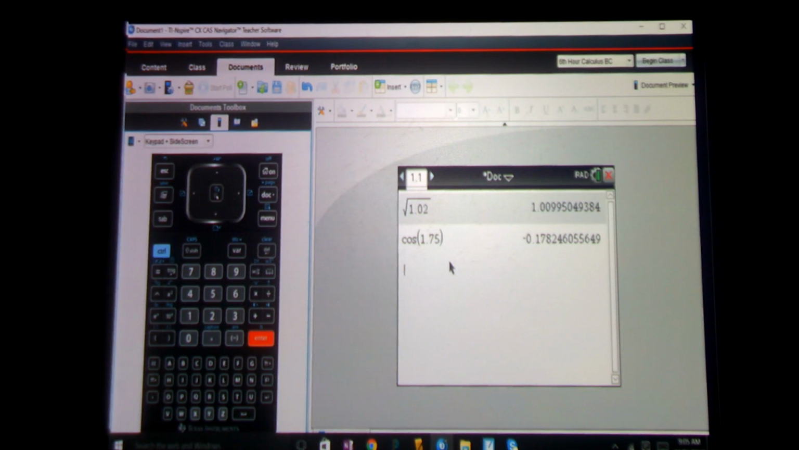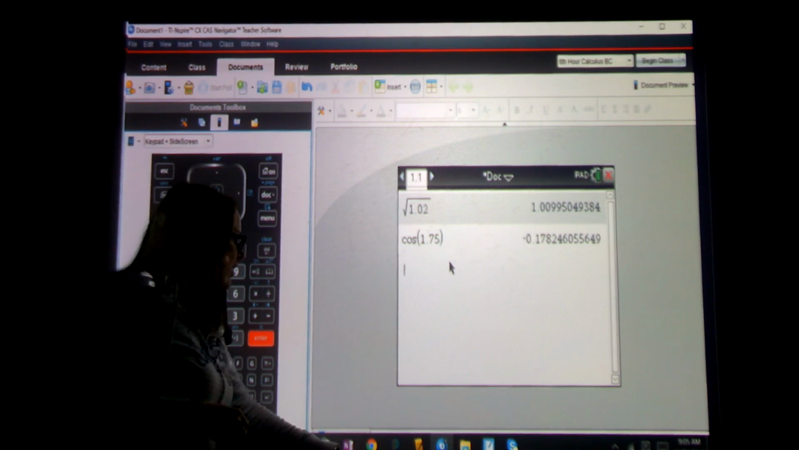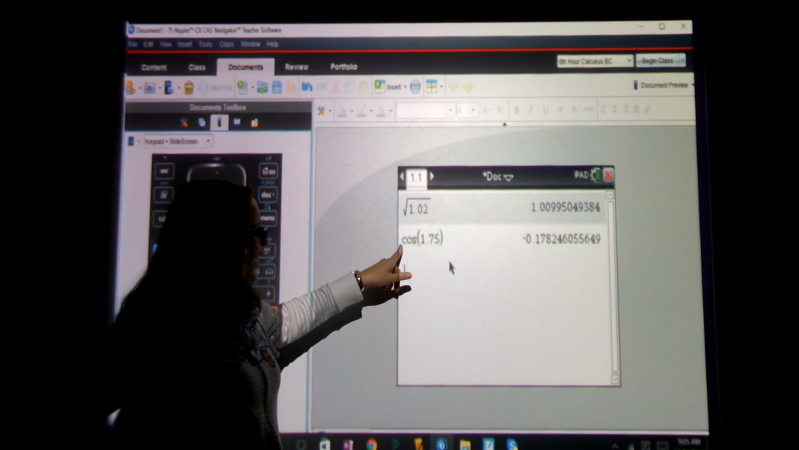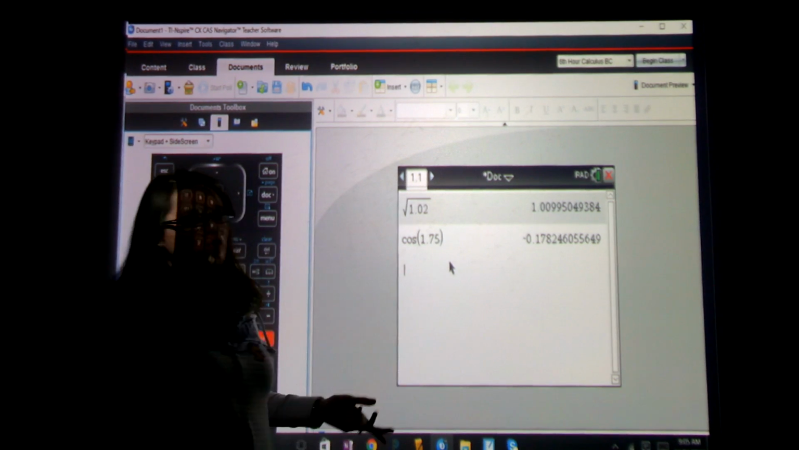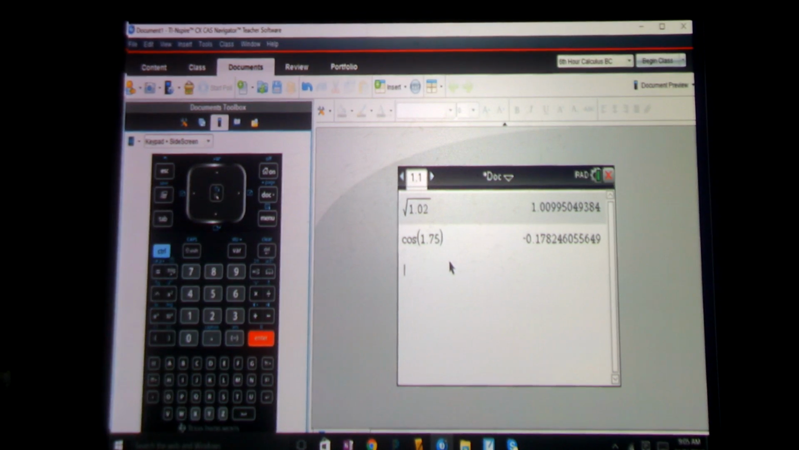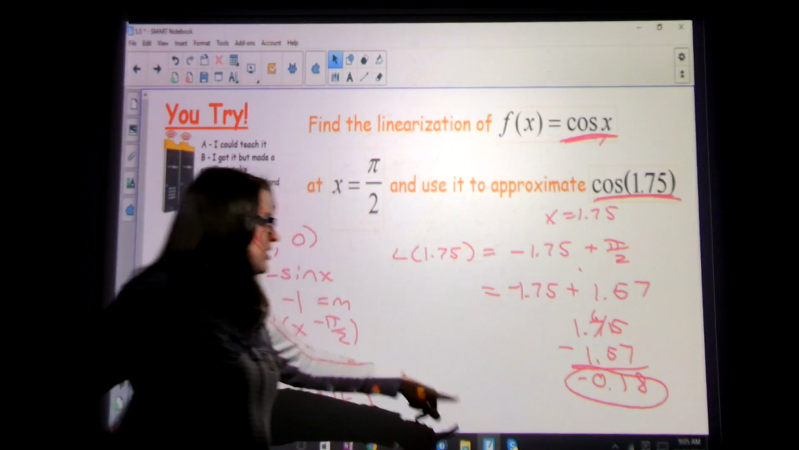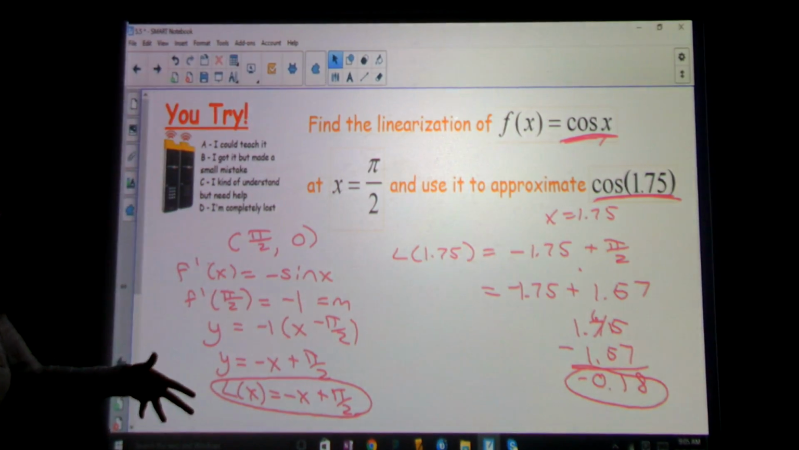So the whole idea of a linear approximation is without a calculator to find tricky values that we may not know. Okay? So without a calculator, back in the day, to find cosine of 1.75, you may not know that. In fact, you didn't know that without a calculator. You need a calculator to find that value. So what a linearization does is it gives us an estimate without a calculator, without the use of technology. So this is almost always on the no calculator part of the AP test.